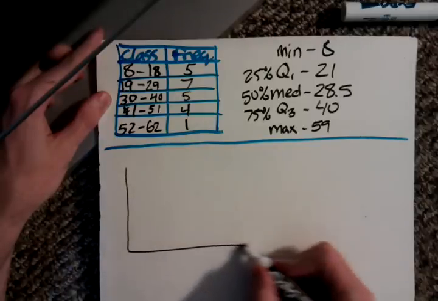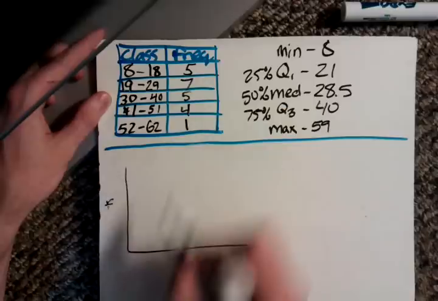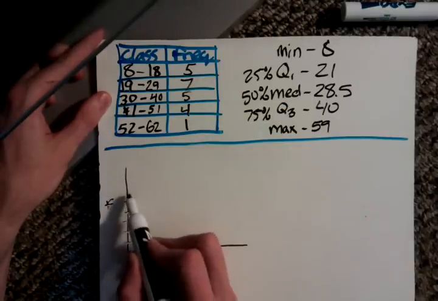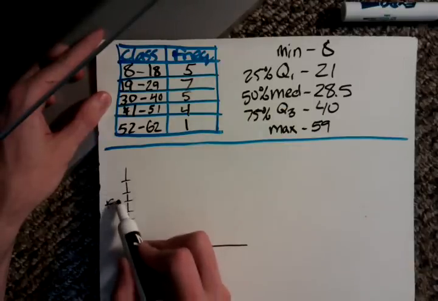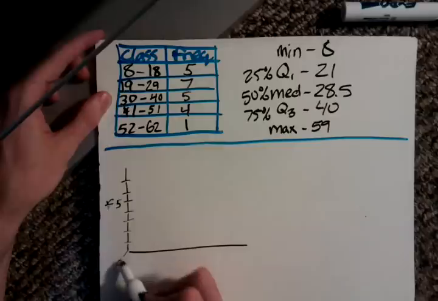And around a little bit. So this side here is going to measure the frequency. Our biggest frequency is 7, so we need to make sure we got at least 7 little notches there. So I usually have to mark mine off by 5s. Of course, the bottom starts at 0.